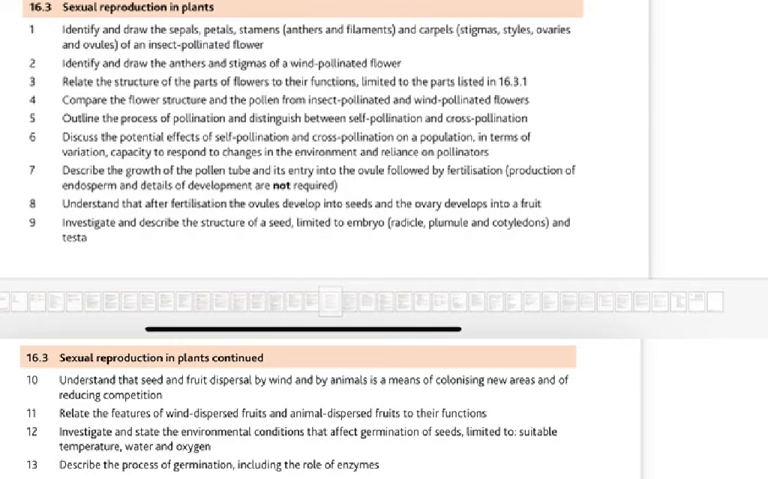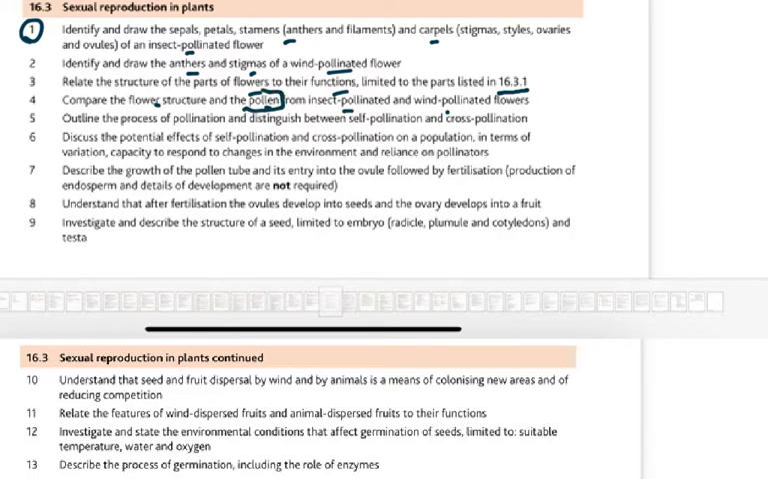Now, as we look at sexual reproduction in plants, what are the main syllabus points, or the learning outcomes, that we have to do? Identify and draw the sepals, petals, stamens, and carpels of an insect pollinated flower. Then identify and draw the anthers and stigma of a wind pollinated flower. Then relate the structure of the parts of the flower to the functions limited to those listed in 16.3.1. Then compare the flower structure and the pollen from insect and wind pollinated flowers.